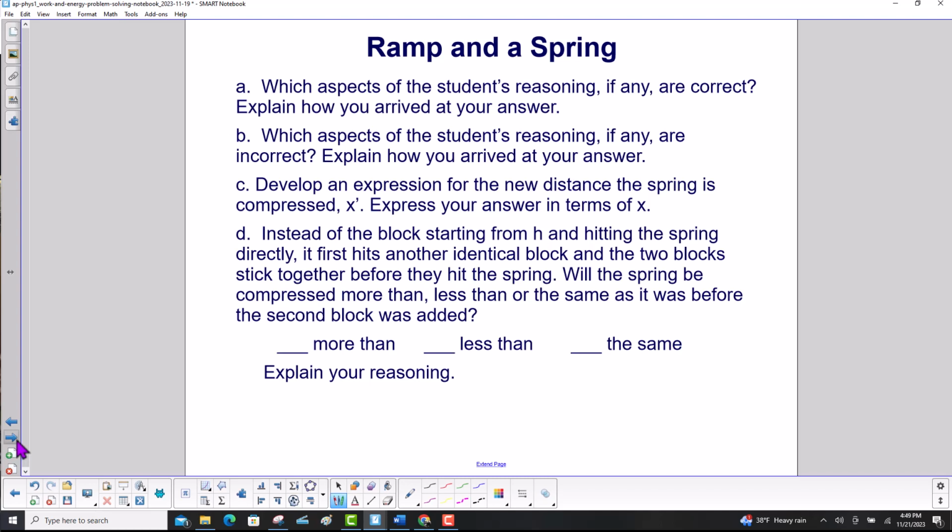B. Which aspects, if any, are incorrect? Explain how you arrived at that answer. C. Develop an expression for the new distance the spring is compressed. We'll call that x prime. Express your answer in terms of x.